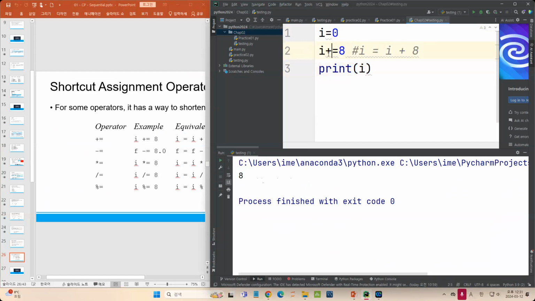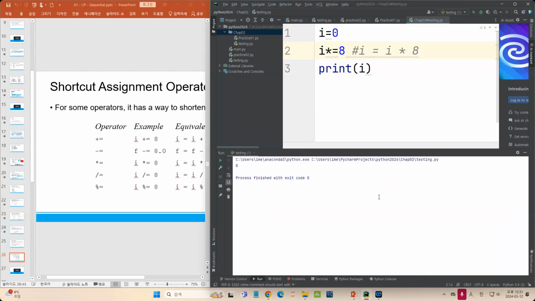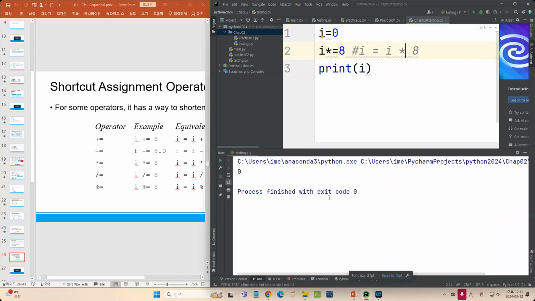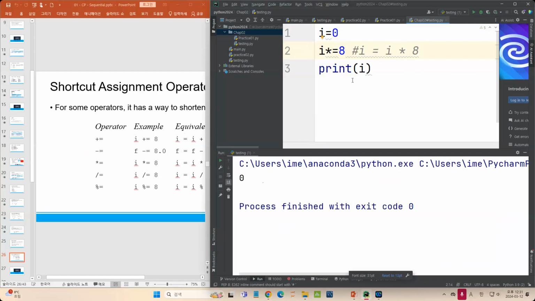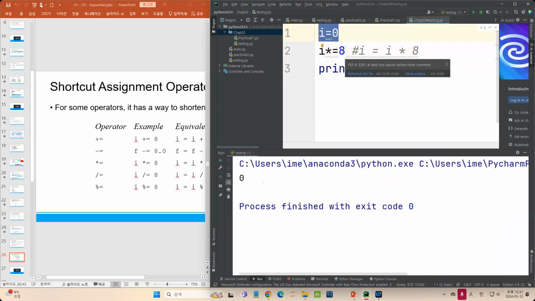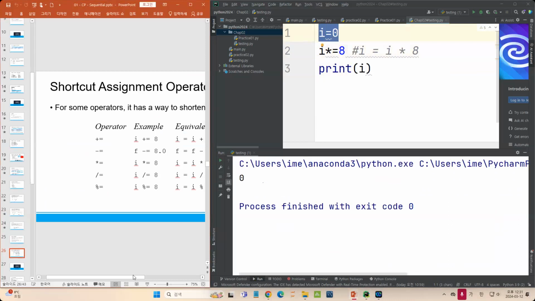So if you want to change this one, if it is multiply, it means I equals I multiply by it. It will be 0 because I start from 0, and any 0 multiplied with numbers will be 0. Okay.